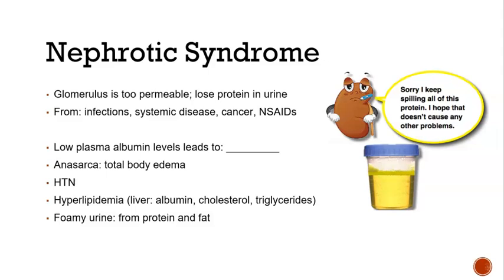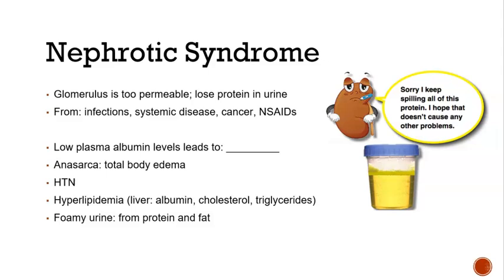With nephrotic syndrome, the glomerulus is too permeable. So we have a problem with filtering, and what we have a problem with is losing protein in the urine. So think big holes in the filter and losing protein. With nephrotic syndrome, your patient will have low plasma albumin levels. Remember, albumin is a protein, and those low plasma albumin levels will lead to edema.